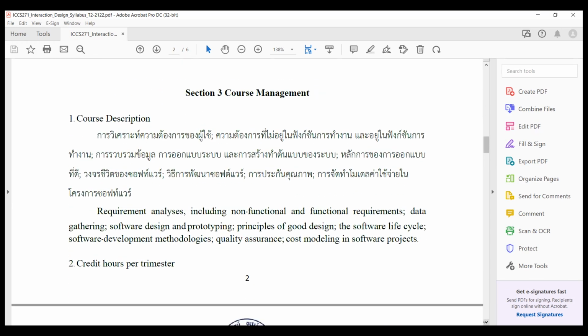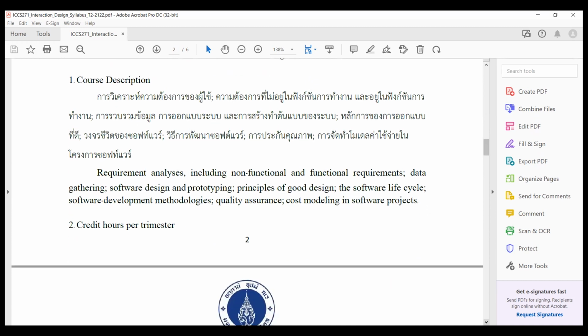For the course description here, we talk about requirements analysis, including non-functional and functional requirements, where you need to know the difference between them. Then you should be able to collect these requirements from the specific group of people who are your users as well: data gathering, software design and prototyping, principles of good design, software lifecycle, software development methodologies, quality assurance, and cost modeling in software projects.